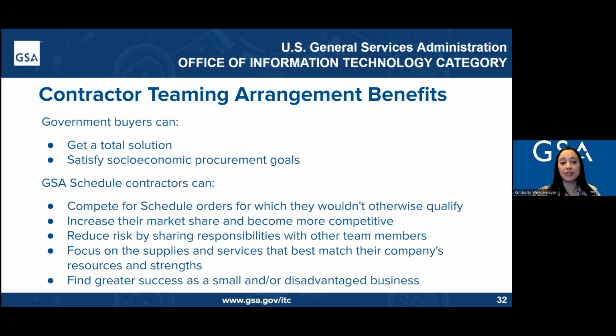So here we have the benefits of CTAs. By using a CTA, government buyers can get a total solution by contractors who team together to complement each other. They can also satisfy socioeconomic procurement goals. By forming a CTA, GSA schedule contractors can compete for schedule orders for which they wouldn't otherwise qualify. They can increase their market share and become more competitive. They can reduce risk by sharing responsibilities with other team members. They can focus on supplies and services that best match their company's resources and strengths. And most importantly, contractors find greater success as a small and/or disadvantaged business.